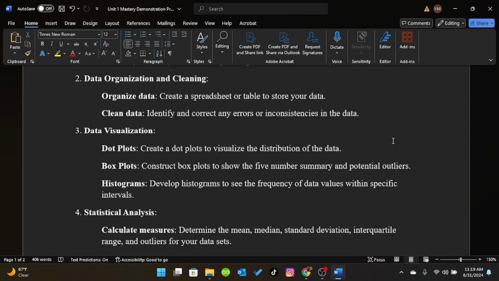Then you need to clean the data. You need to identify and correct any errors or inconsistencies in the data. So we'll talk about it when we get to lesson 14 and talk about outliers. But if you know there are mistakes when you recorded data points, then you can erase those data points. But if they're not mistakes, you're going to keep them.